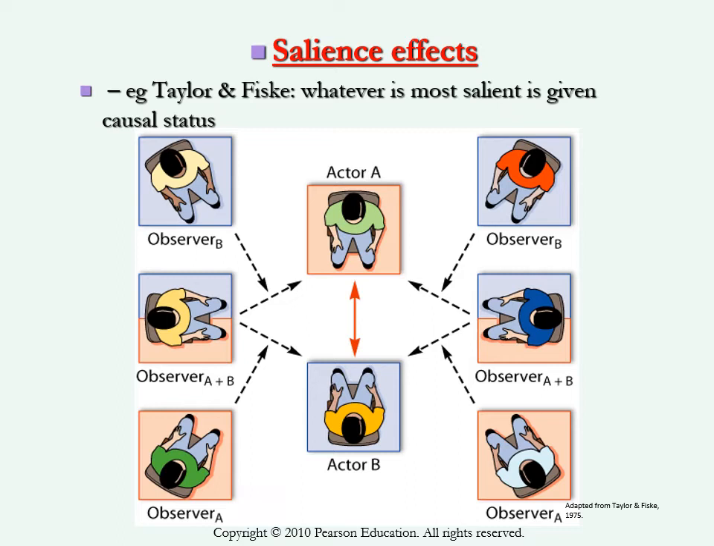The manipulation was that 2 of the observers were sitting behind actor A, so they had a really good view of actor B, but they didn't really see actor A. 2 of the other observers were facing actor A and sitting behind actor B, so they had a good view of actor A, but not of actor B. And 2 observers sitting right in the middle had an equally good visual perception of both actors. Now the question is, how does this visual arrangement impact on the causal attributions made by the observers?